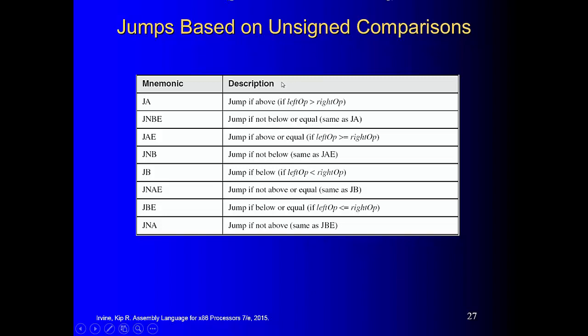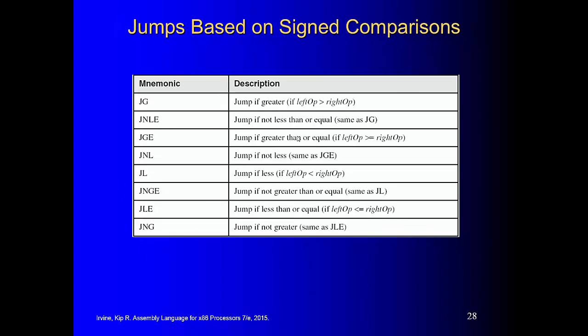For unsigned comparisons, we can use jump above or jump below, jump not below equal, jump above or equal, jump below or equal. So you can make many different combinations for unsigned comparisons. Same thing, we can make many combinations using signed comparisons. For signed comparisons, we use jump greater than, jump less than, jump greater or equal, jump less or equal. So you can try out these combinations when you do signed number comparisons.